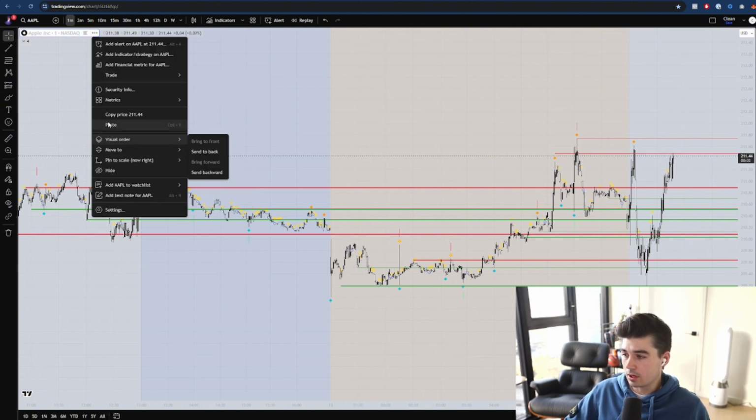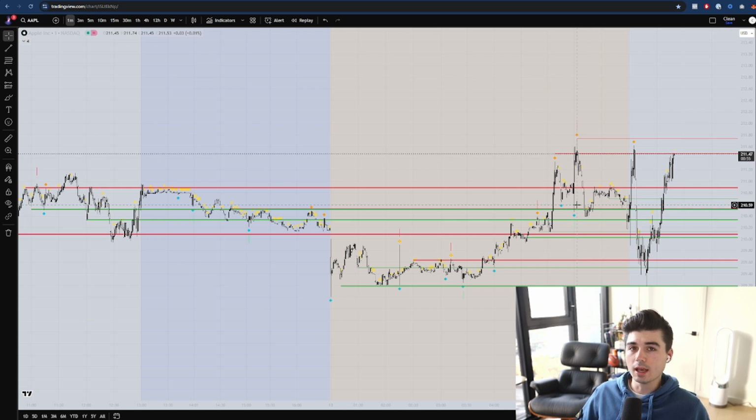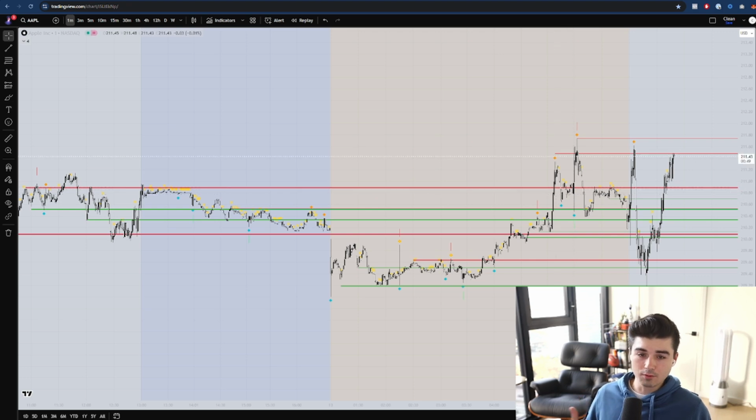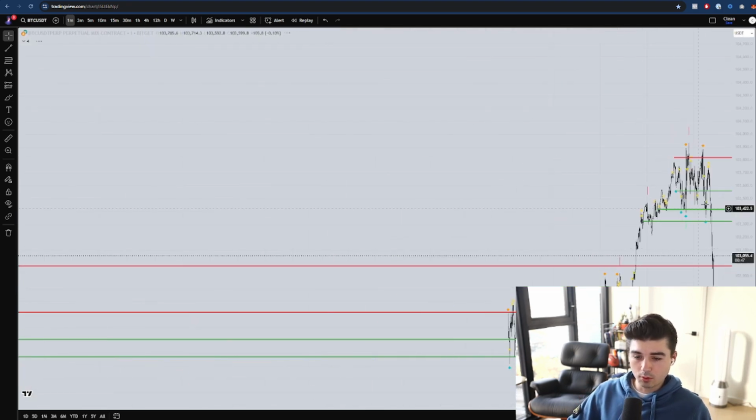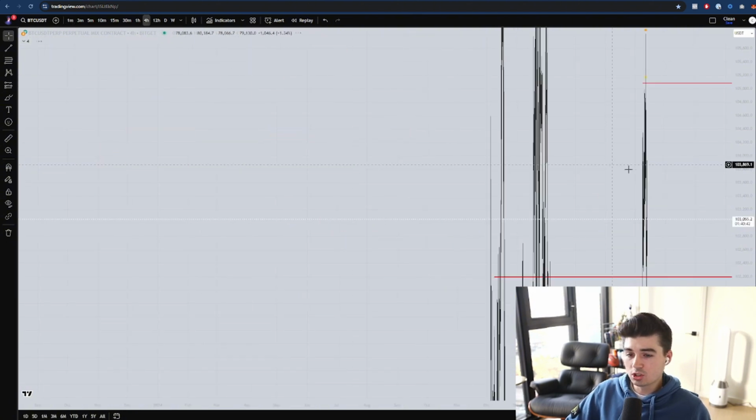If you don't know how to do that, come into settings and then select extended trading hours. I recommend that because it gives you more data. PulseWave thrives off of data. I personally trade a lot of crypto, which is 24/7, so it has a ton of data to go off of, right? If you look at Bitcoin here, for example, the levels are very straightforward because it has so much data to go off of, especially on the 4 hour, right?